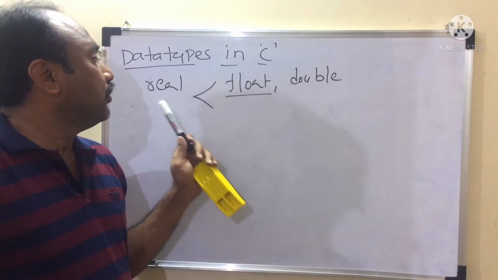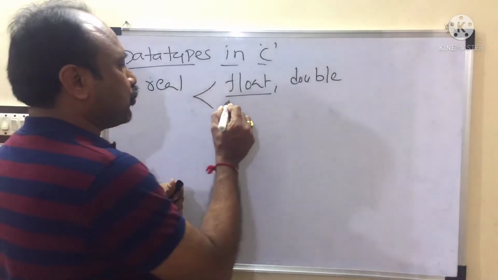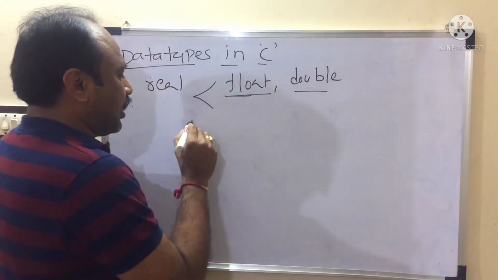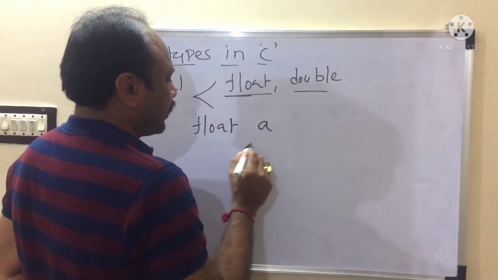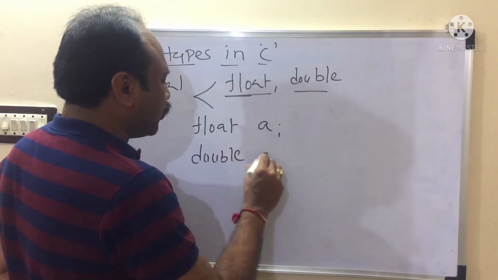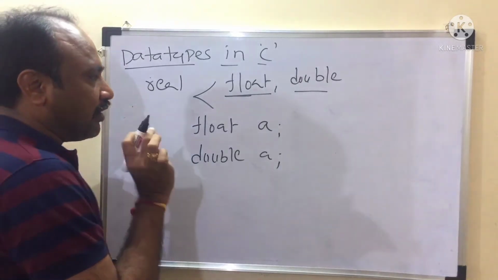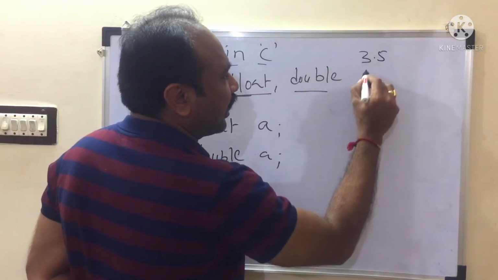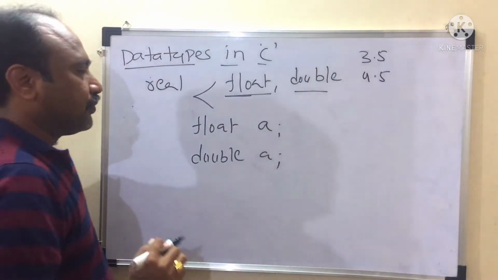Okay. Next, real values. To work with real values, we can use the float and double keywords. To work with float values, we use float A. We can use double A. Sir, why do I have to use both? I can use any one. But to work with small real values, real value means a value with a decimal point, like 3.5, 4.5, we can use float and double.